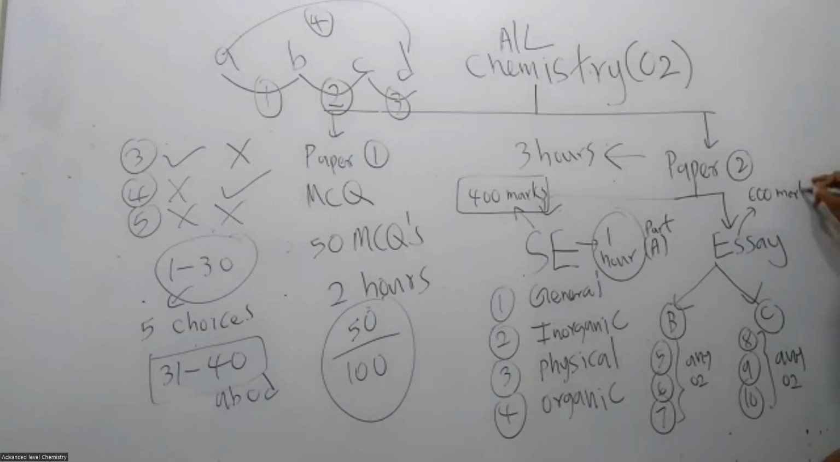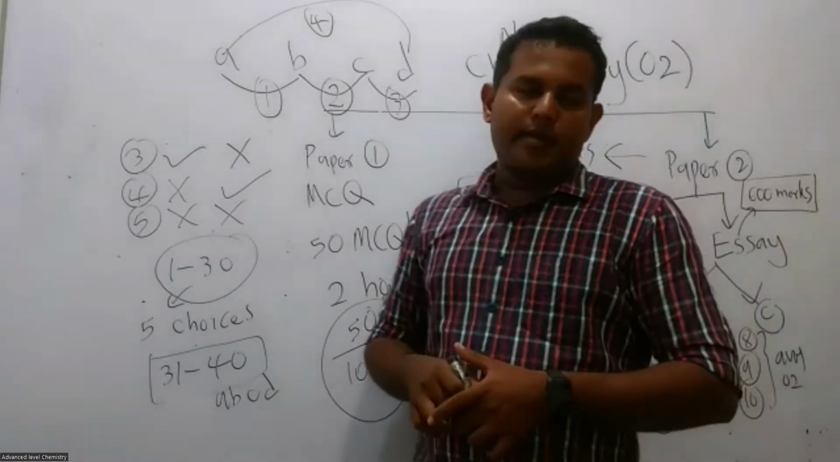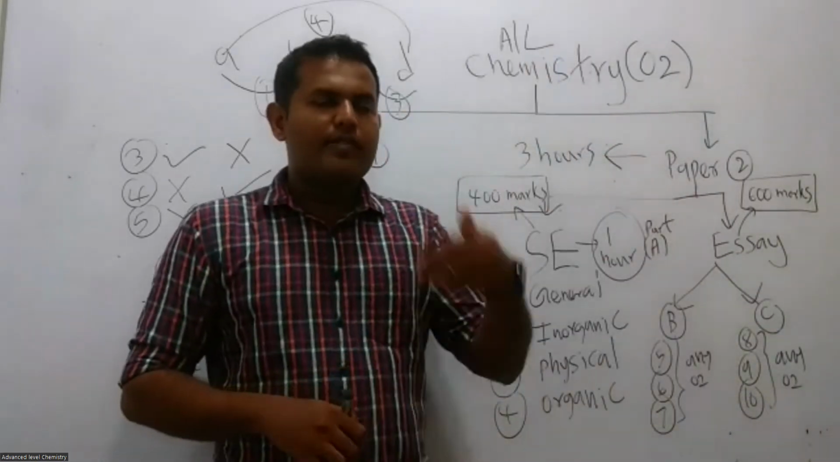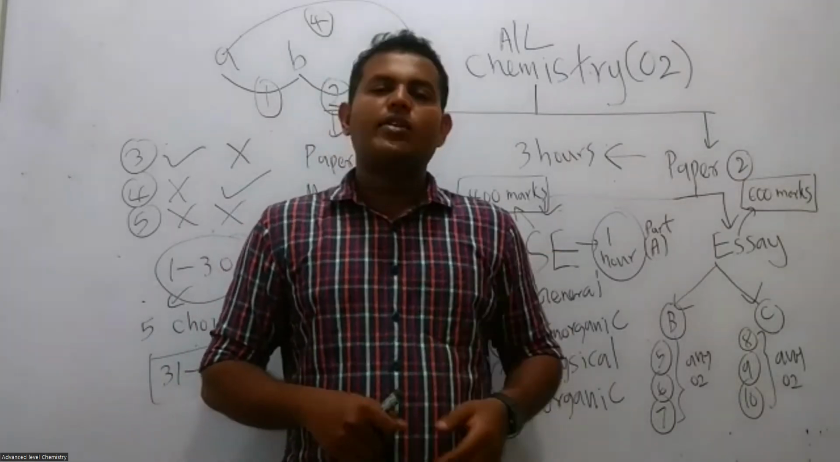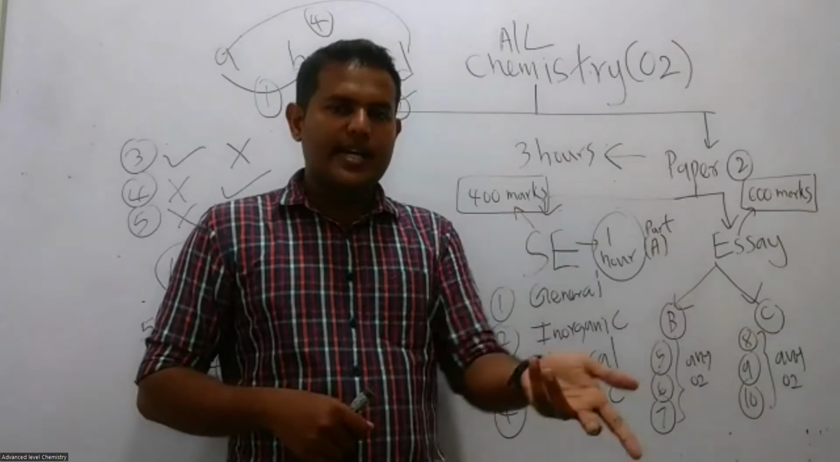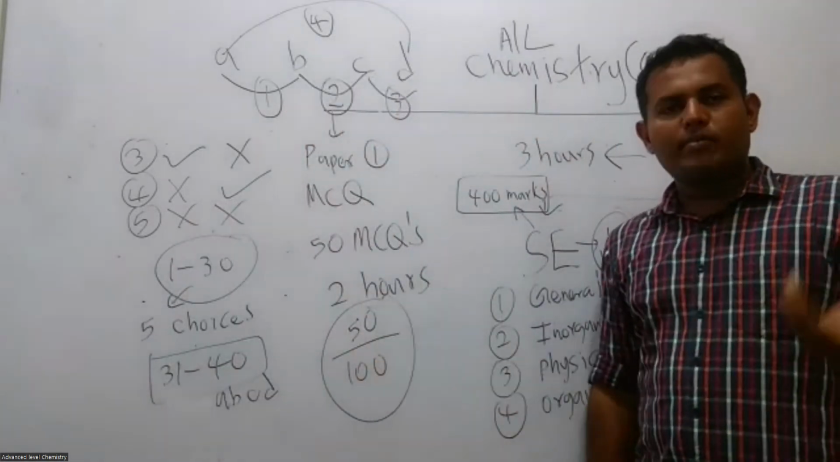So one question is 150. Can just mention it. So then 600 into 400, 600 plus 400, that's 1000. 1000 divided by 20, it's 50, right? If you get that scale, 50 plus this 50 will give 100 marks.